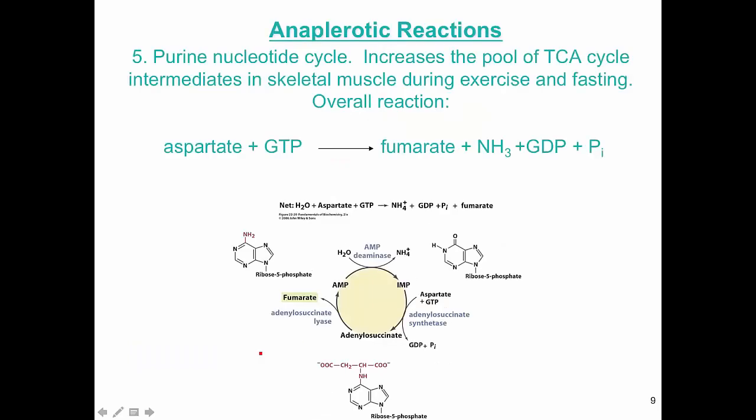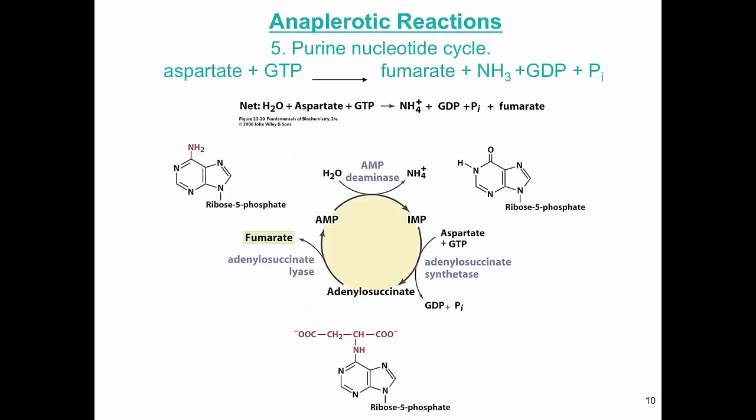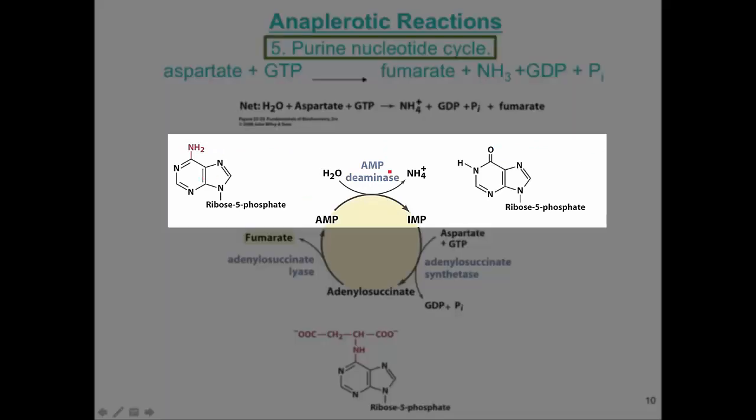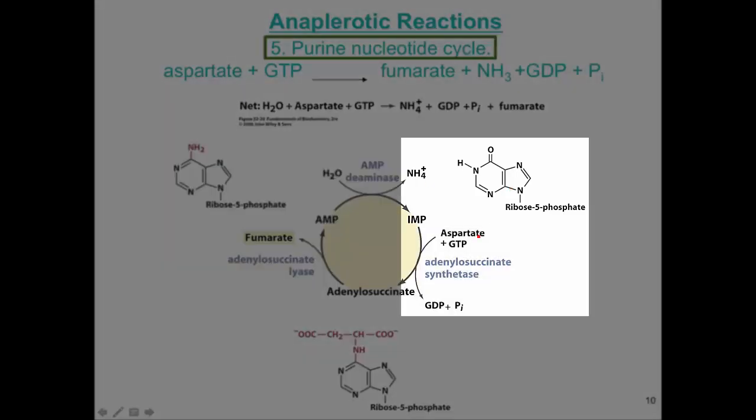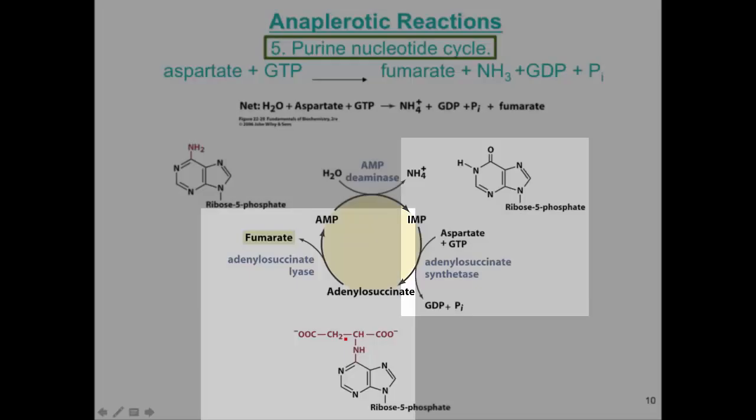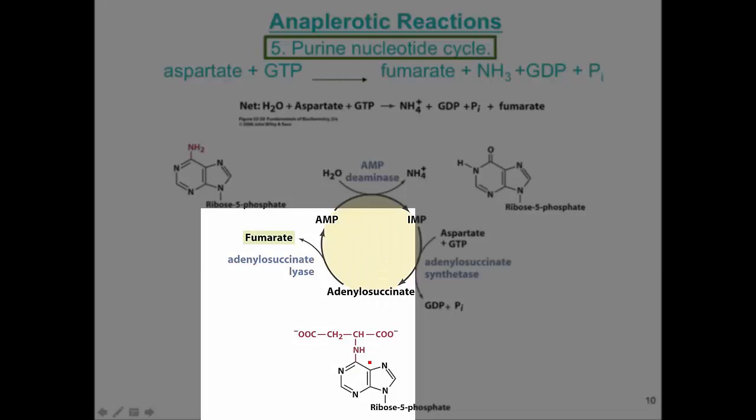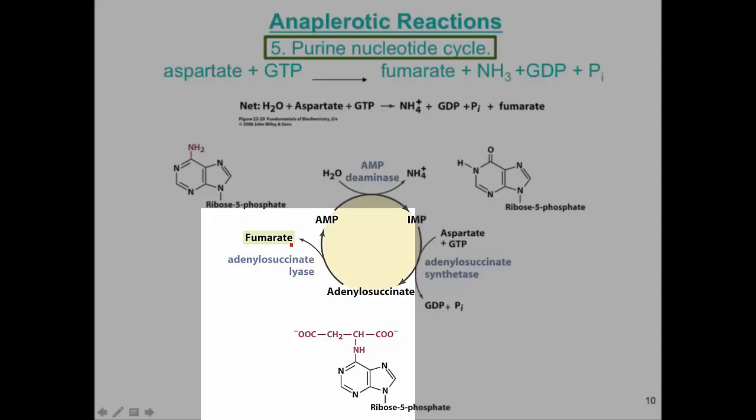Now, the last anaplerotic reaction that we need to think about is the purine nucleotide cycle. This occurs in skeletal muscle. Here's the purine nucleotide cycle. It starts with a molecule of AMP, which is deaminated, with loss of ammonia, to form IMP. IMP then is condensed with a molecule of aspartate. Hydrolysis of GTP is required to drive this. And this adduct is then split at this bond to regenerate AMP with the release of fumarate.